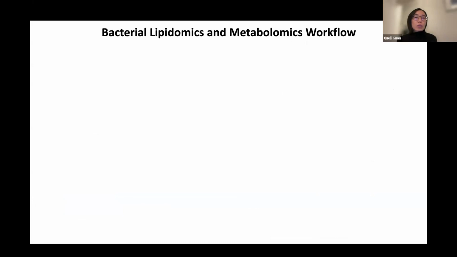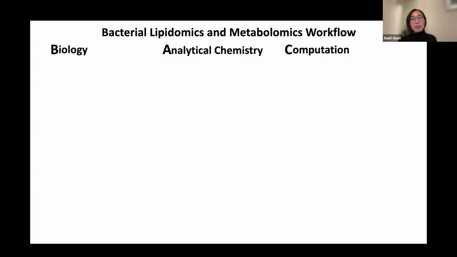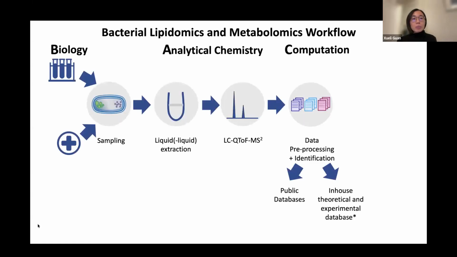So in my lab, we have a very classical workflow for bacterial lipidomics and metabolomics, because we can actually analyze the lipids and metabolites from the same extract, same bacterial pellets. And as mentioned in my introduction, the ABC literally means analytical chemistry, biology, and computation. So we typically culture the bacteria in the lab, and one source of the bacteria can also come from our clinical partners. And after sampling, the routine that we have is to perform liquid-liquid extraction using chloroform methanol. This is then analyzed using liquid chromatography and high-resolution mass spec with automated MS. And we perform data analysis, pre-processing, and identification using both public databases as well as in-house theoretical and experimental databases.